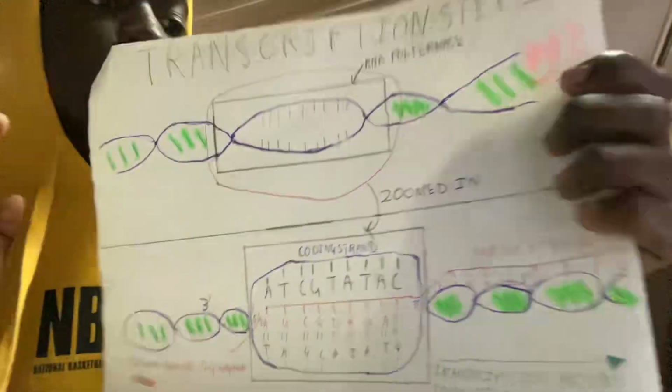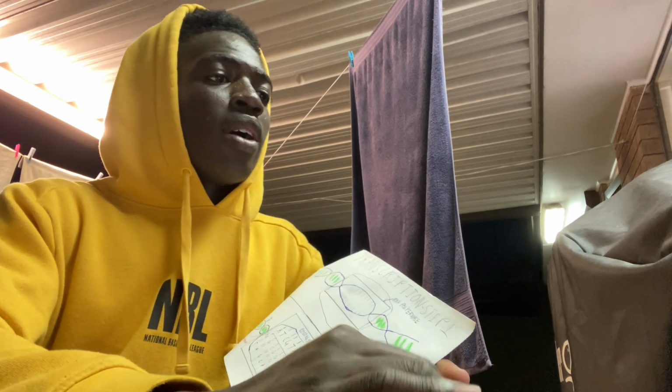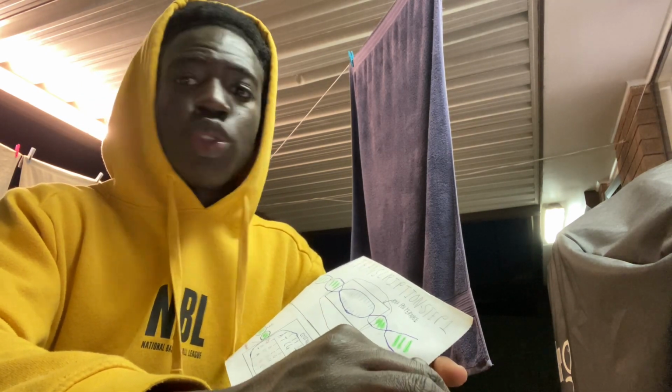And transcription stops only when RNA polymerase gets to a termination sequence. So that could be like UAG, for example, right? So then we move on to translation. Translation is the second main part of polypeptide synthesis.